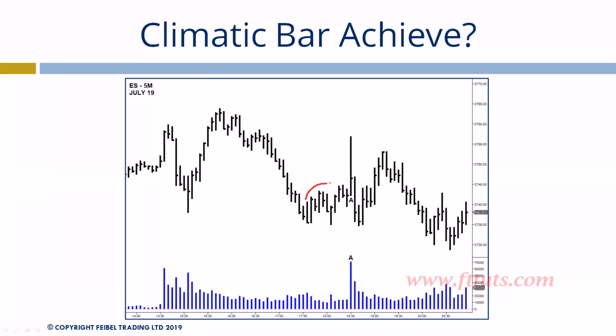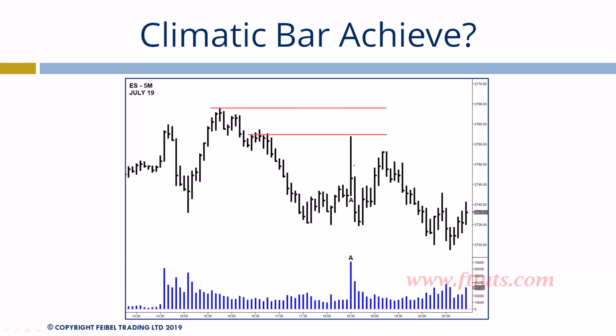Price all around here is average. Narrow spread, average, average. Average volume, low volume, low volume, low volume. Then boom, all of a sudden, bar A prints. Huge volume, much higher than all of this action to the left. And look at the spread. 3, 4, 5 times the size of these bars. And this bar pops out of nowhere. Now ask yourself, what does bar A achieve?